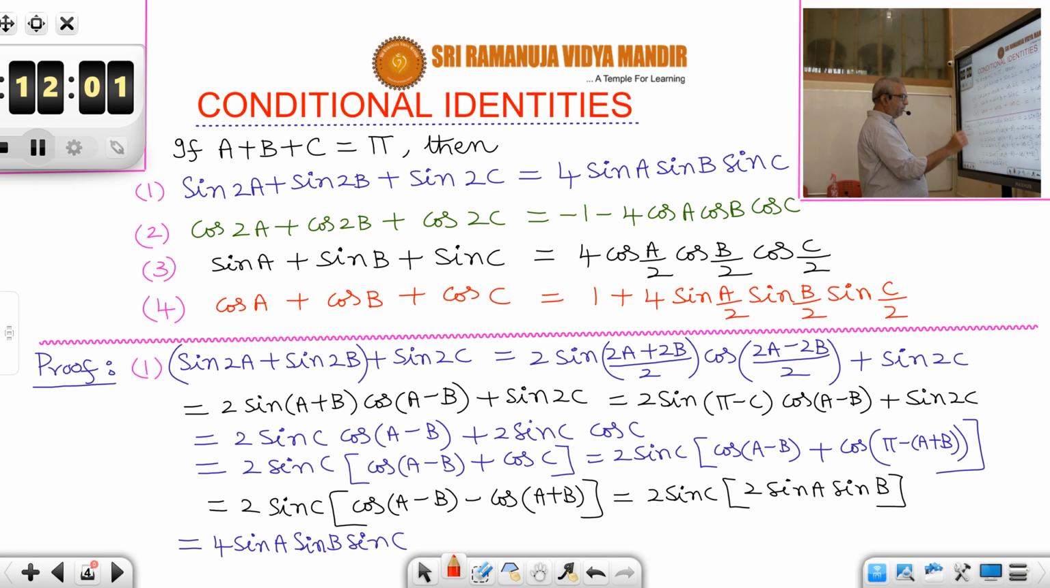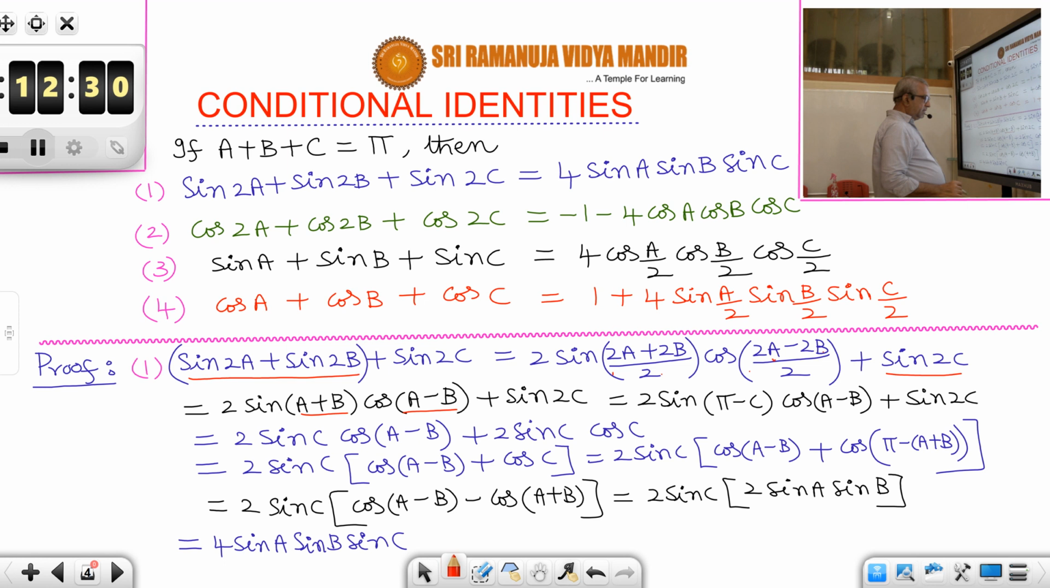Sin 2C will be just waiting. Now (2A plus 2B)/2 is A plus B, so 2 sin(A plus B). (2A minus 2B)/2 is A minus B. So 2 sin(A plus B) cos(A minus B). Sin 2C will be just waiting only.